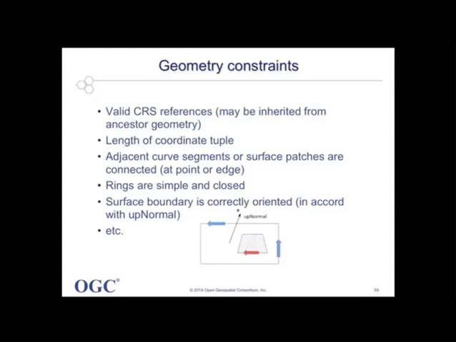Now, this is a sample of some of the geometry constraints that were implemented in the validator. I'll elaborate a little bit on the last one, verifying that the surface boundary is correctly oriented. There are a couple of rules here, namely that the exterior boundary of the surface is oriented in a counterclockwise manner, and the interior curves are oriented clockwise when viewed from above. This is with respect to the upward normal. So in essence, what this means is that the interior of the surface is located to the left of a boundary curve.